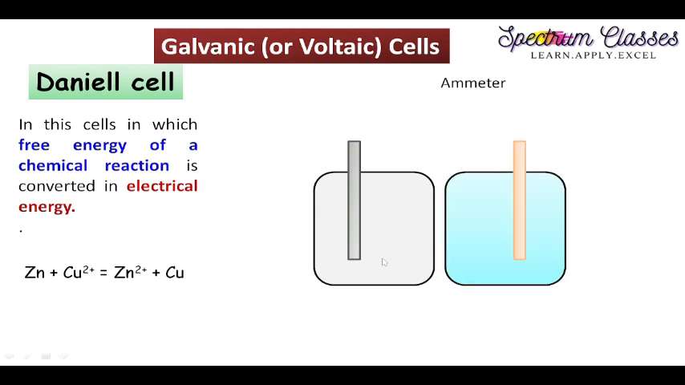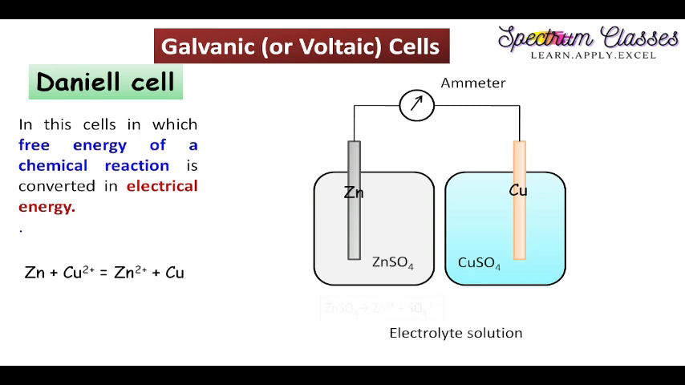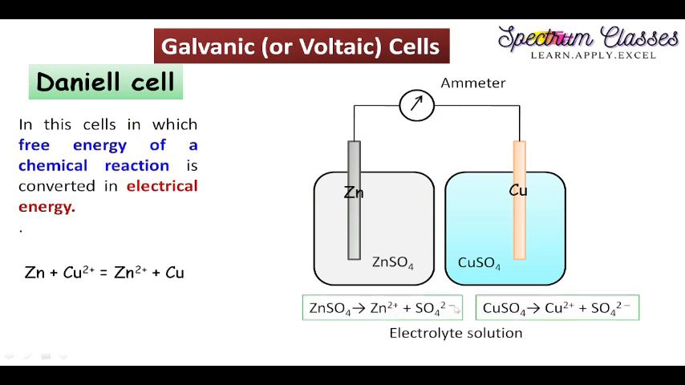So here we are having two different beakers or containers, and in one beaker we are having the zinc rod. This is the zinc rod, dipped in the zinc sulfate solution, and here is the copper rod, dipped in the copper sulfate solution, and these electrodes are connected to the ammeter which will record the current passed through this cell. These zinc sulfate and copper sulfate are known as electrolytes, zinc 2 plus and sulfate 2 minus. Similarly, copper sulfate breaks down into copper 2 plus and sulfate 2 minus ions.